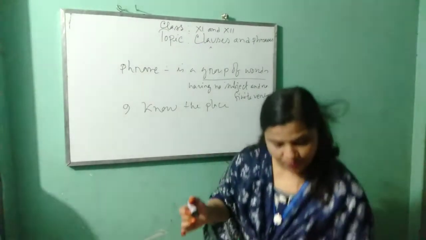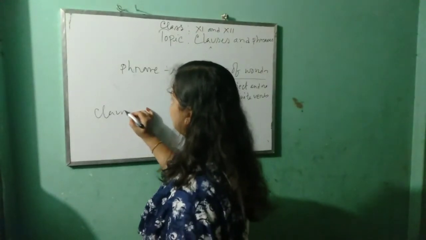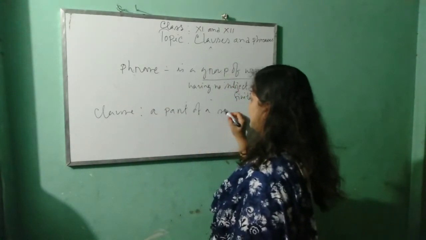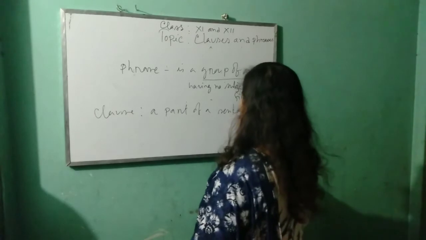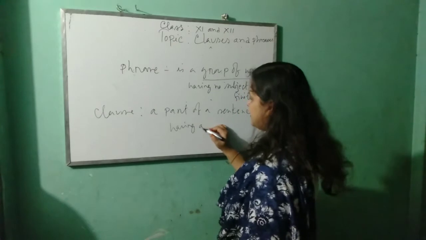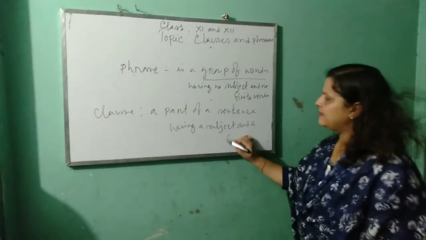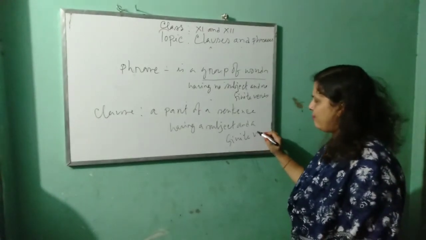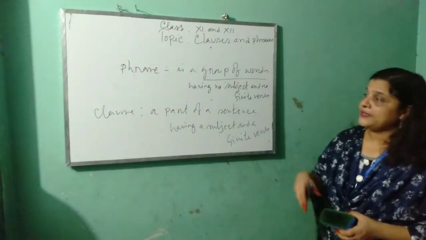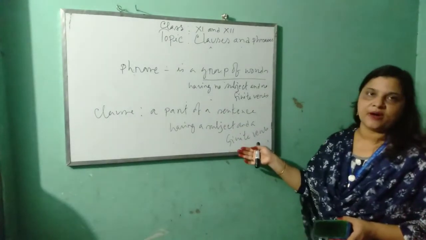And what is a clause? A clause is a part of a sentence having a subject and a finite verb. You see, a clause is a part of a sentence having a subject and a finite verb.